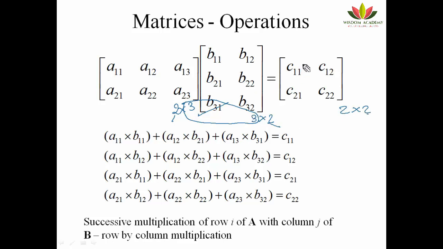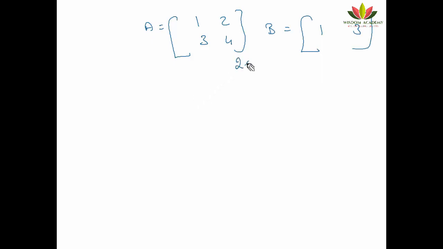Okay, how to form C11? So I am going to take now A equal to 1, 2, 3, 4, and B equal to 1, 3. Can we multiply these matrices? For that, I want to write the dimensions. This is a 2 by 2 matrix. This is a 1 by 2 matrix. So it is not possible to multiply these two, right? You write not possible.